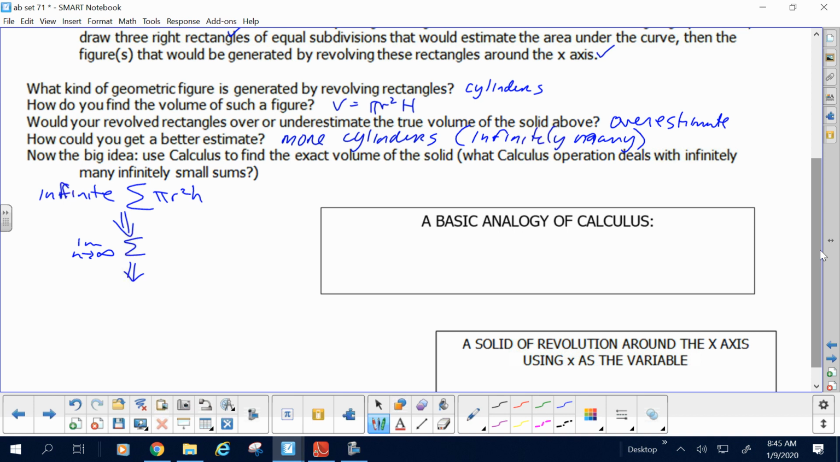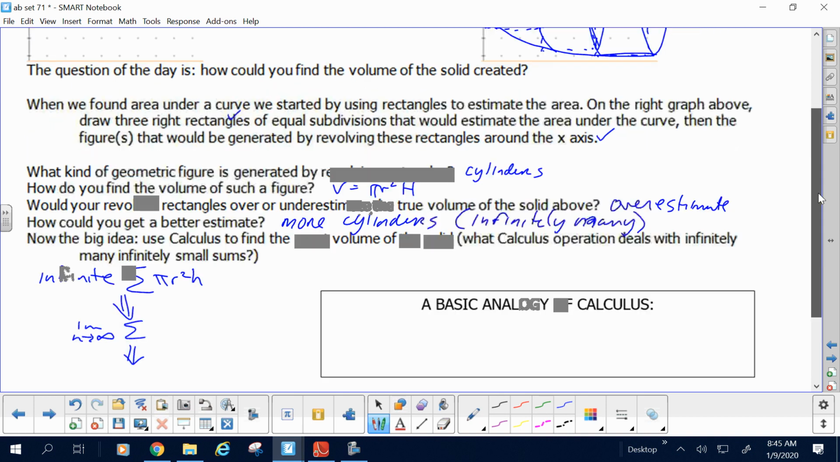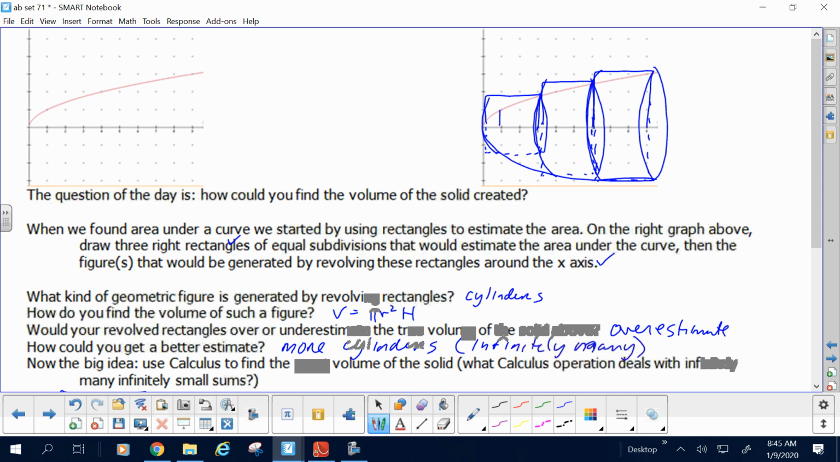As the number of cylinders goes to infinity, what does the height of each go to? Now the height instead of 3 is 1. Now the height instead of 1 is 1/2. So what is the height going to? 0. Yeah, but really it's a change in x. Now, what do you call an infinitesimally small delta x?